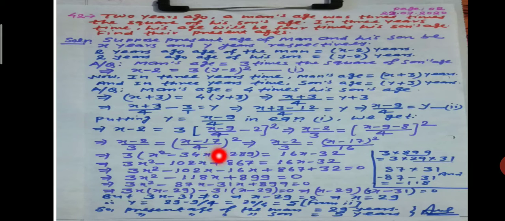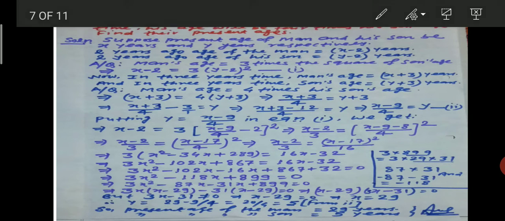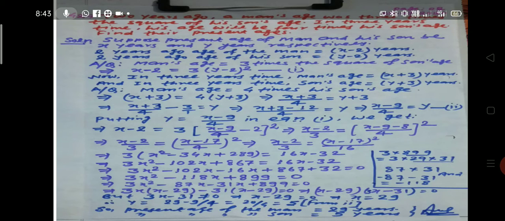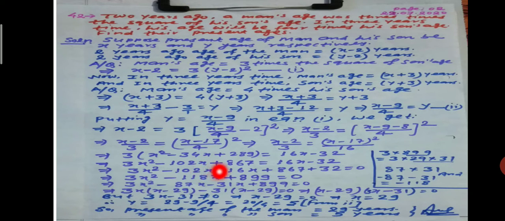3x square minus 102x plus 867 will be equal to 16x minus 32, and this implies that 3x square minus 102x minus 16x plus 867 plus 32 will be equal to 0. This implies that 3x square, 102 and minus 16 will be minus 118x, plus 867 plus 32, which will be 899, will be equal to 0.